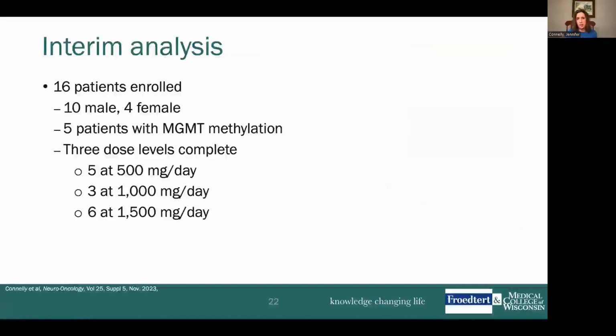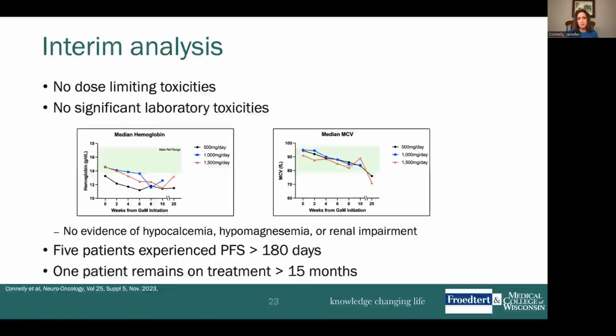At our SNO conference, our Society of Neuro-Oncology conference last November, we presented some interim analysis. To date, we had 16 patients enrolled. 10 of them were male. 5 of the patients had MGMT methylation, and 3 of the dose levels were completed. What we found is that there have been no dose-limiting toxicities. Patients tend to tolerate it well. Patients will often comment to me that they find it easier than the chemotherapy they had received previously. There were also no significant laboratory toxicities.